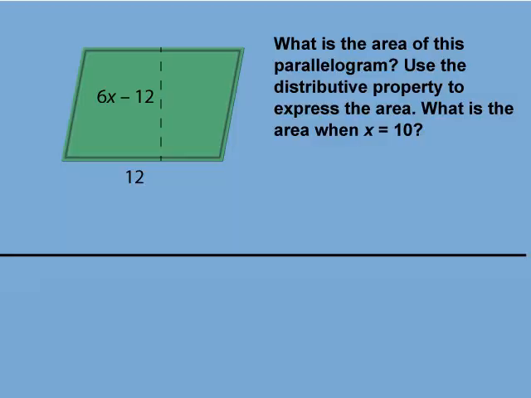What is the area of this parallelogram? Use the distributive property to express the area. What is the area when x is equal to 10? The area of a parallelogram is the product of the base and the height. With this parallelogram, the height is a variable expression. The area of the parallelogram is the product of these two expressions, 12 and the quantity 6x minus 12.